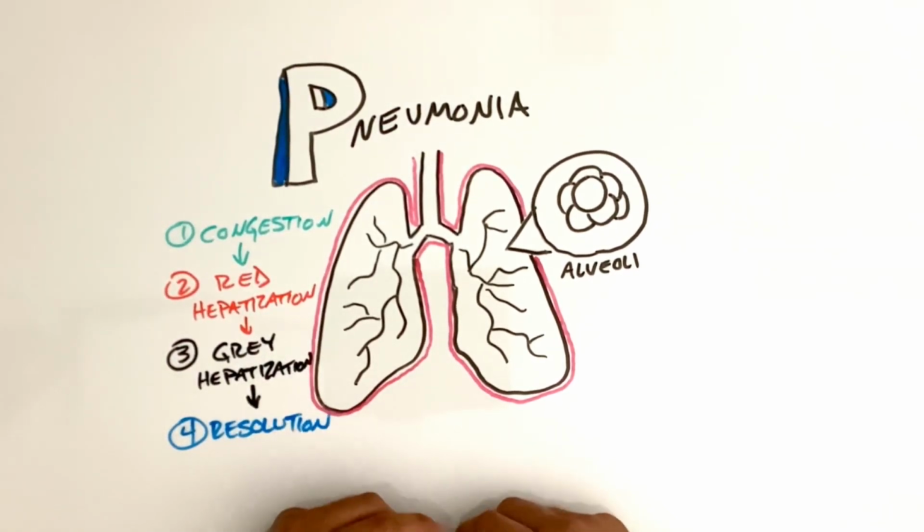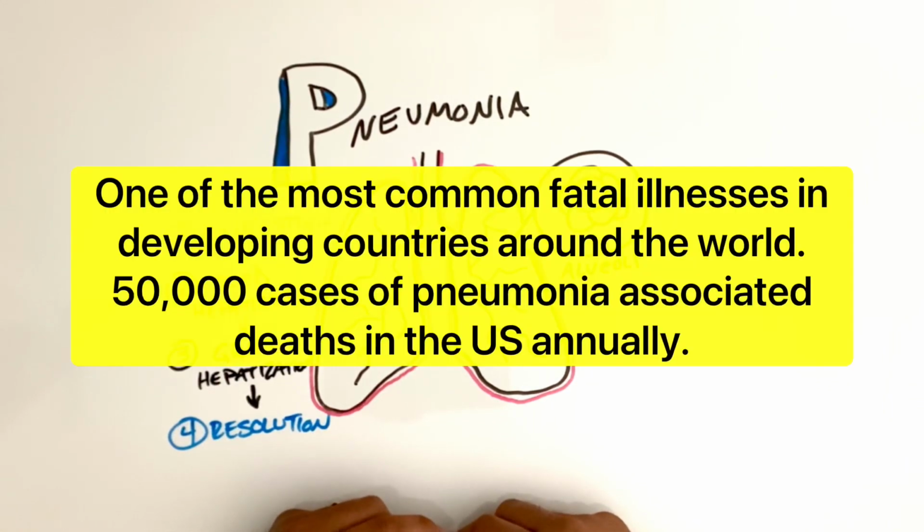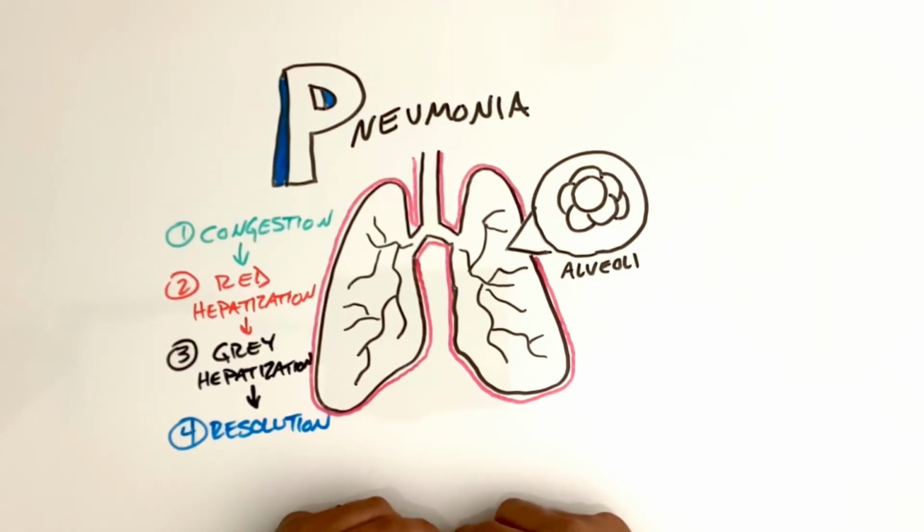It was actually first described in 400 BCE and remains one of the most common fatal illnesses in developing countries. Here in the United States, annually, we have about 50,000 patients die from pneumonia. So let's learn how to take care of our patients, how we can identify it, and so forth.